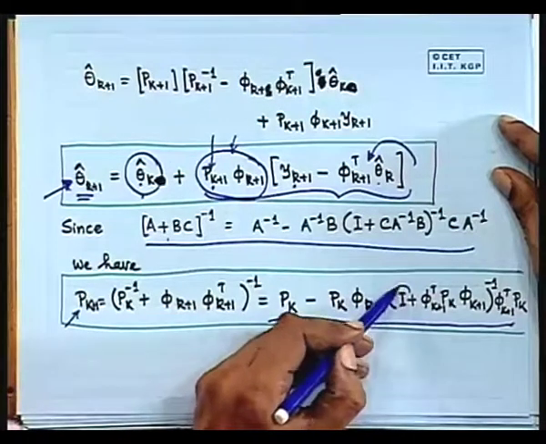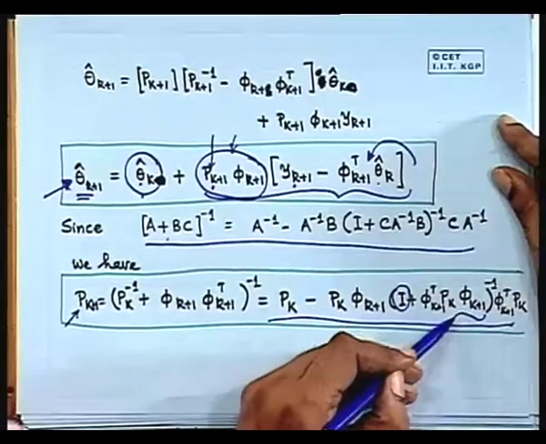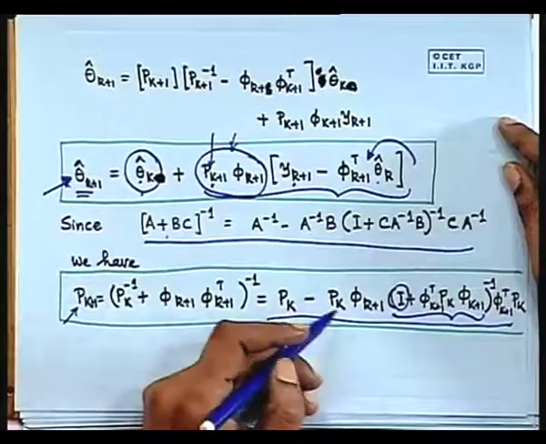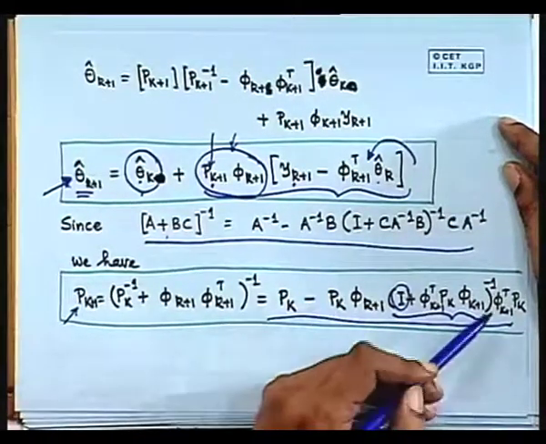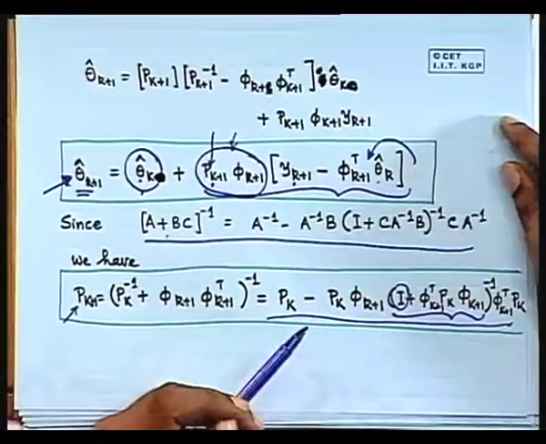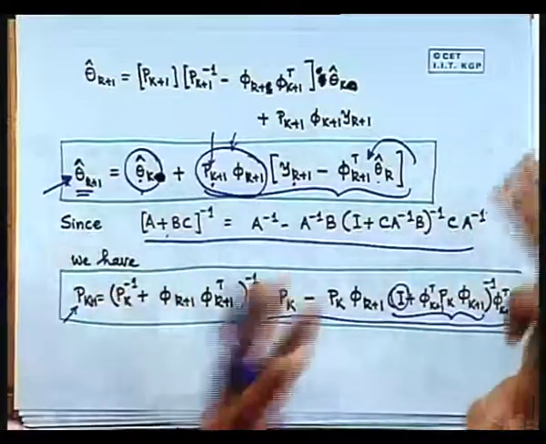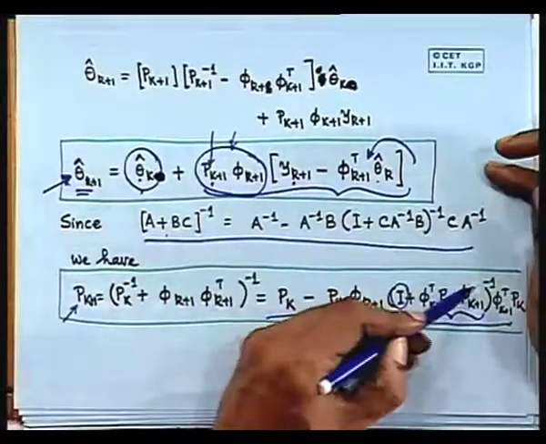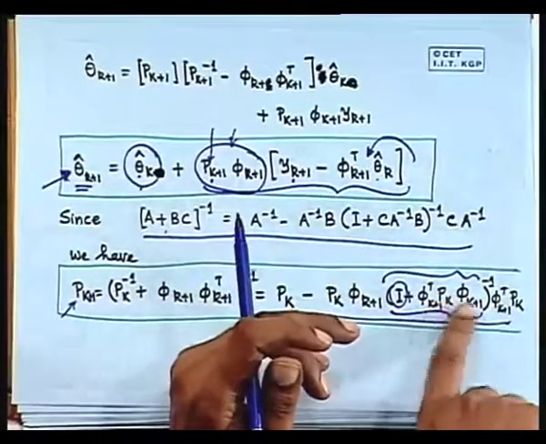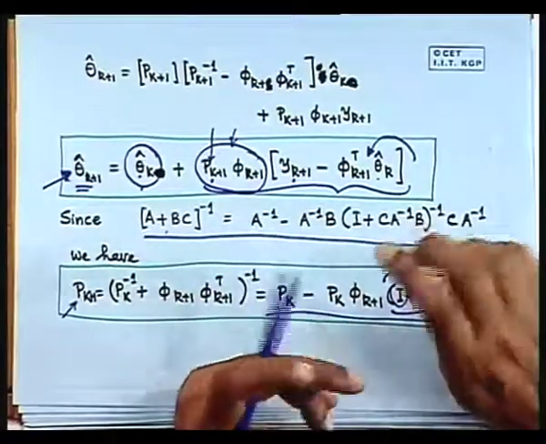Incidentally, here I have written this I, but actually this thing turns out to be a scalar. This is a number. So you could also write P phi transpose P divided by this. When you have a scalar, you can generally write divided by. When you have a matrix, you write something inverse. So this turns out to be a scalar. Why? Because if you just check dimensionally, this would turn out to be a scalar.